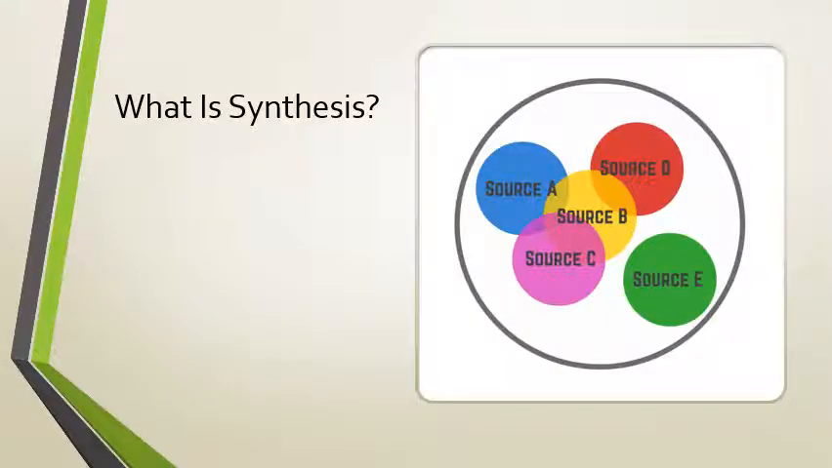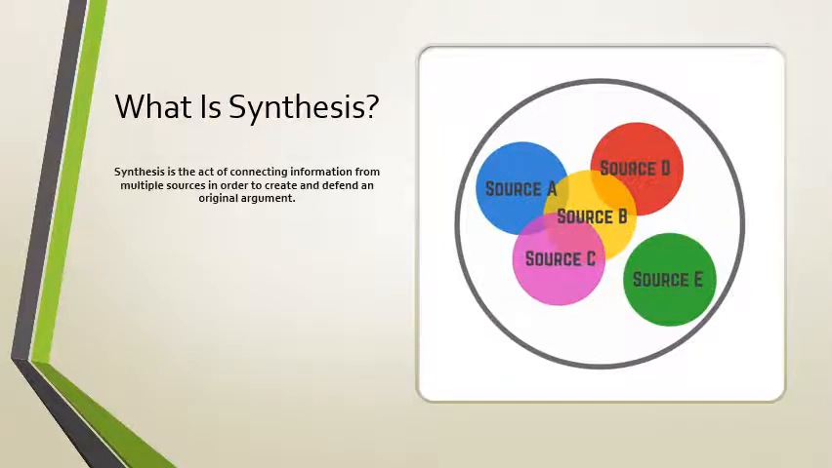So let's start with a definition. The definition should clarify the picture over to the right. So what is synthesis when we're talking about it in terms especially of this English class? Synthesis is the act of connecting information from multiple sources in order to create and defend an original argument. So the key things that you need to take from this are the act of connection, right? That you're drawing connections, that you're taking multiple sources, and that you're creating an original argument. Connection, multiple sources, original argument.